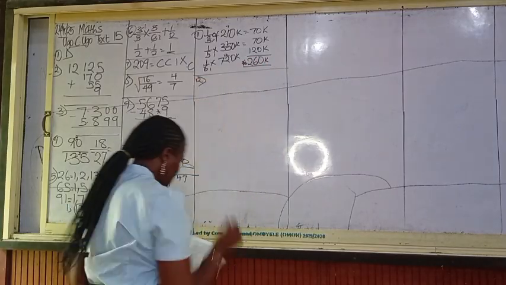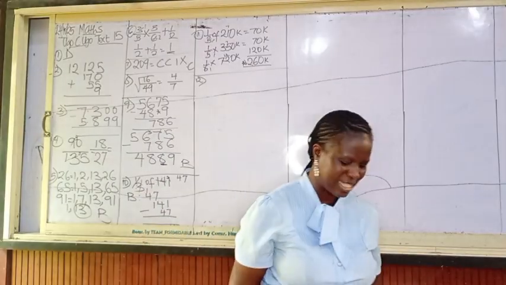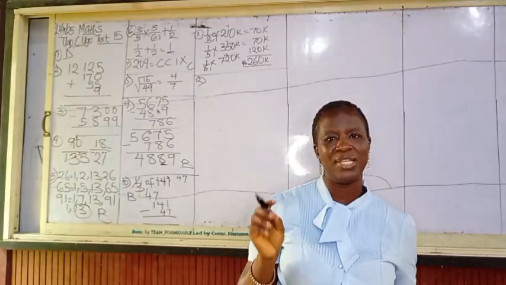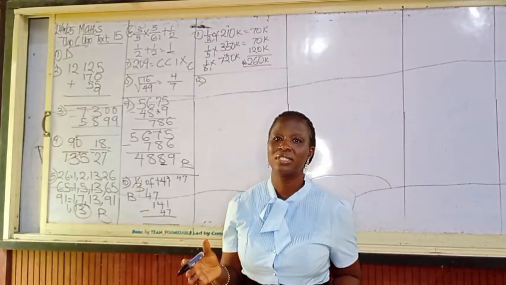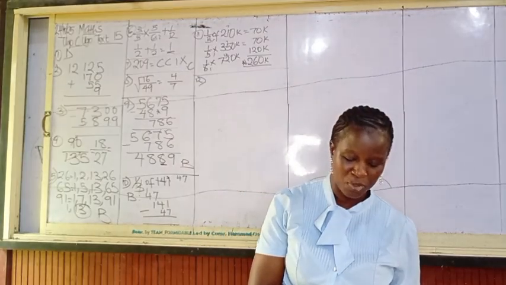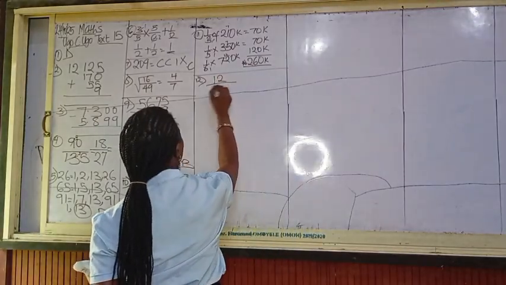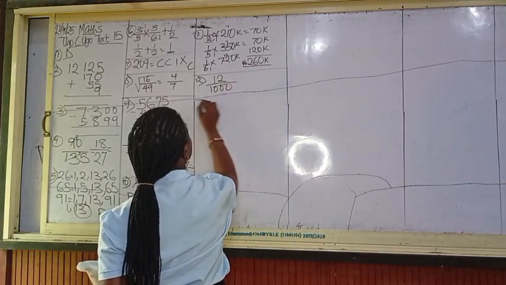Number 12 says express 12 gram as a decimal of 1 kilogram. 1 kilogram is 1000 grams. So that would be 12 over 1000. Please let me have the answer in the comment section.